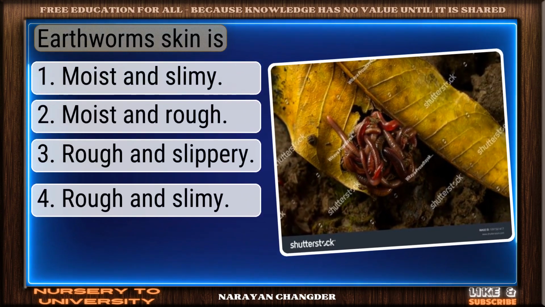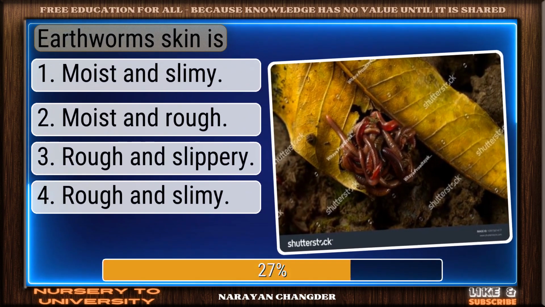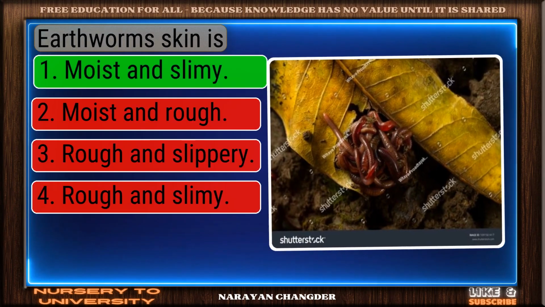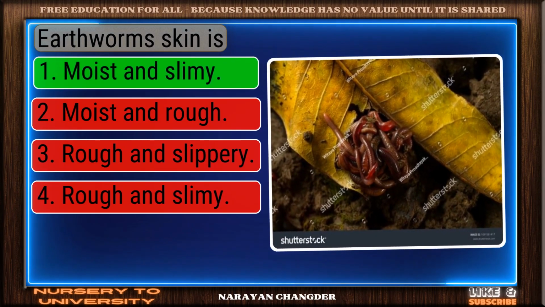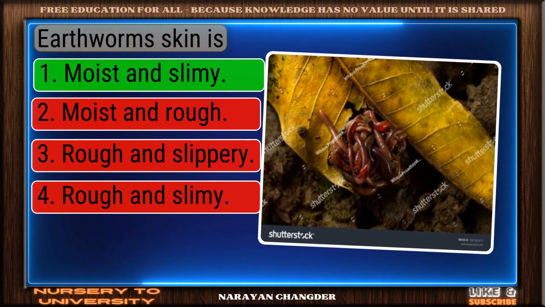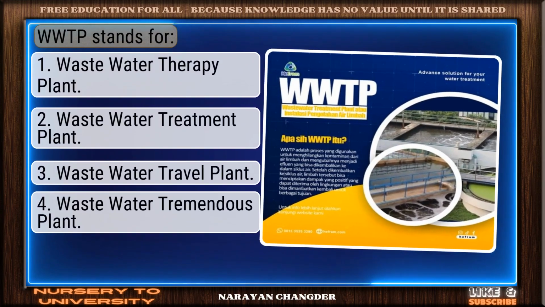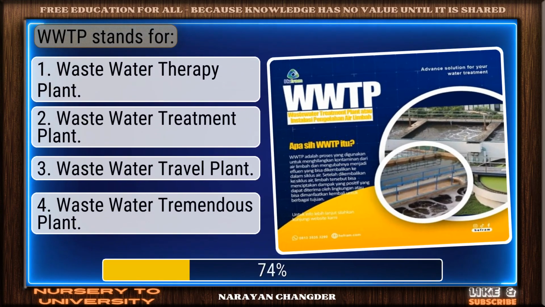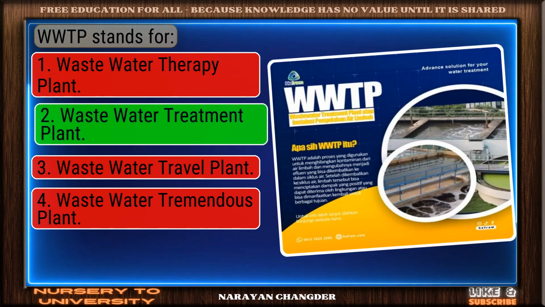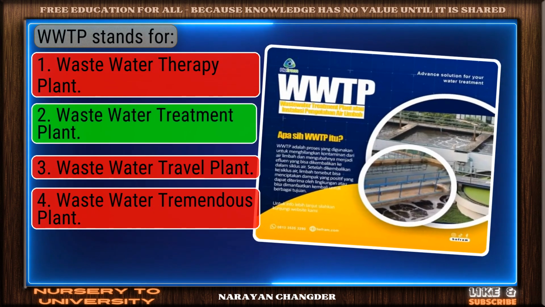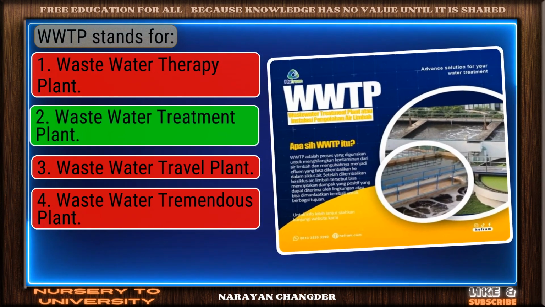Question number 118. Earthworm skin is. Good job. Your answer moist and slimy works well here. Question number 119. What stands for? Well picked. Wastewater treatment plant is the correct answer.